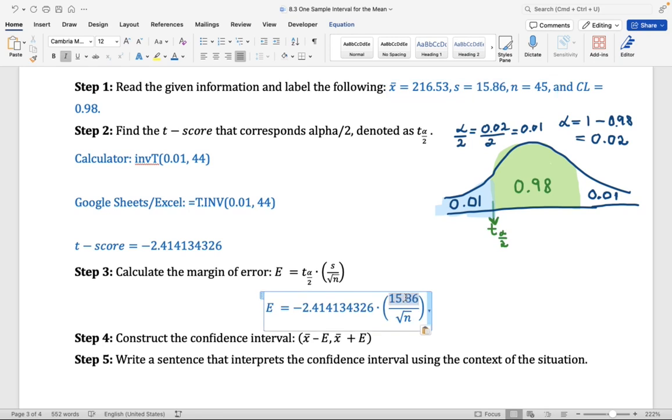S is 15.86. Then we're dividing by the square root of n. Instead of writing n, let's write the value of n, which is 45. And now you just need to enter this expression into your calculator. You can even use your phone calculator, a basic calculator, any type of calculator. Let me just use the TI-84 calculator since I have it on my computer.